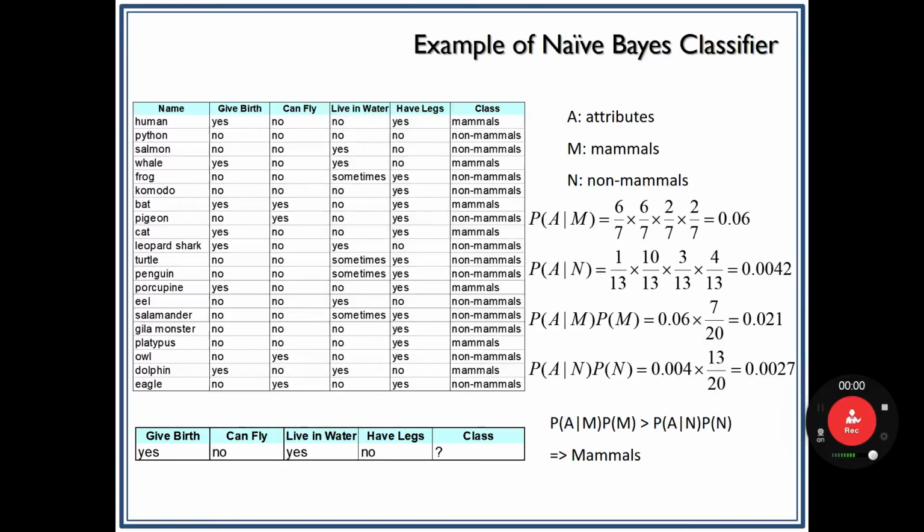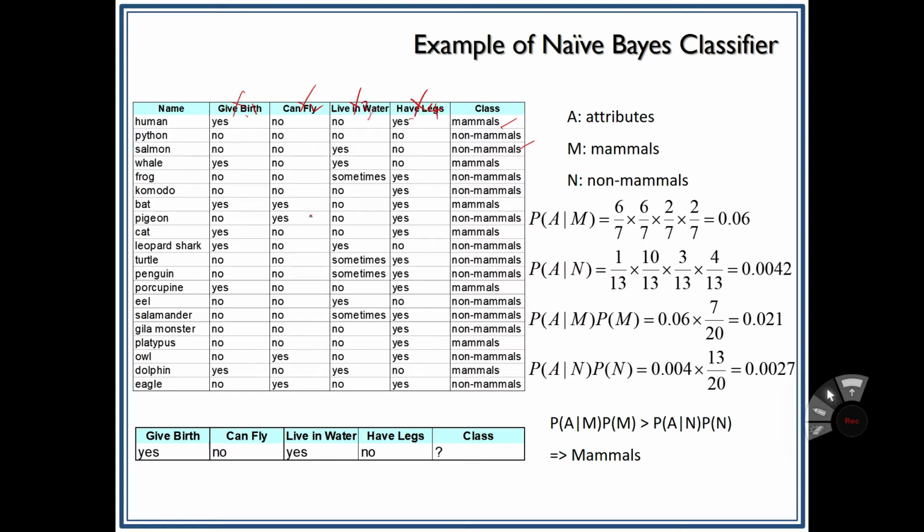Let's finalize naive-Bayes classification. Here we have another example of a classification task, which is about classifying mammals from non-mammals. And we have four independent variables, x1, x2, x3, and x4.